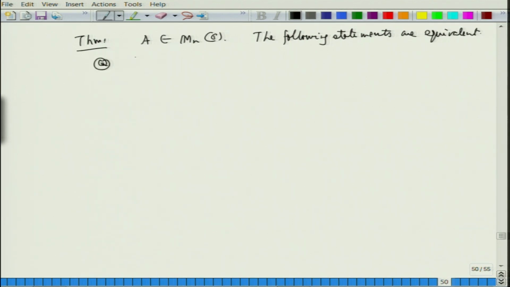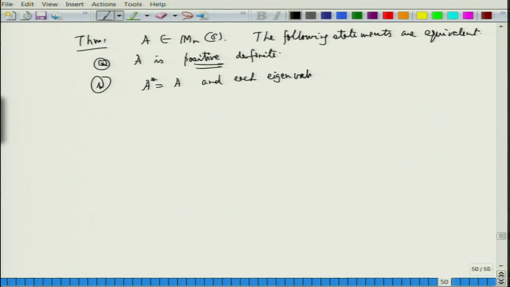A is positive definite. So semi-definite has gone, it is only the definite that you are looking at. B, A star is equal to A, and each eigenvalue of A is positive. So from non-negative we have gone to positive. And C, A is equal to B star B for some invertible matrix B.